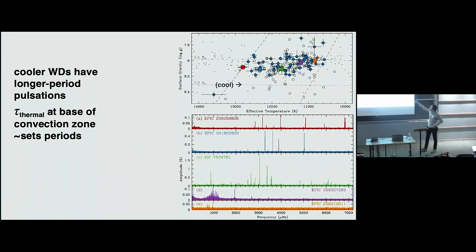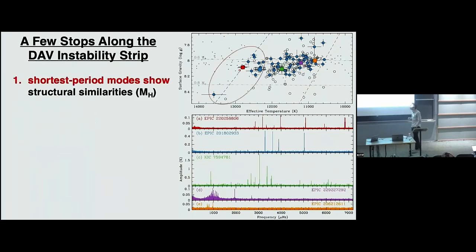In the middle of the instability strip, you get lots of pulsation periods. Amplitudes are pretty high, periods are getting longer. And then all the way at the edge of the instability strip, these periods start to get really long, beyond 1,000 seconds. So let's take a few steps through the instability strip, because there are some fun things that we can learn just from the space-based observations we've been collecting.